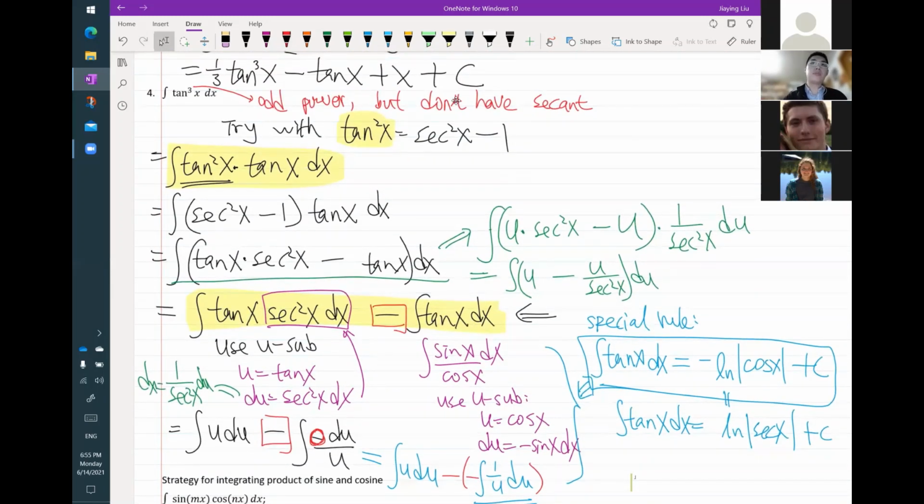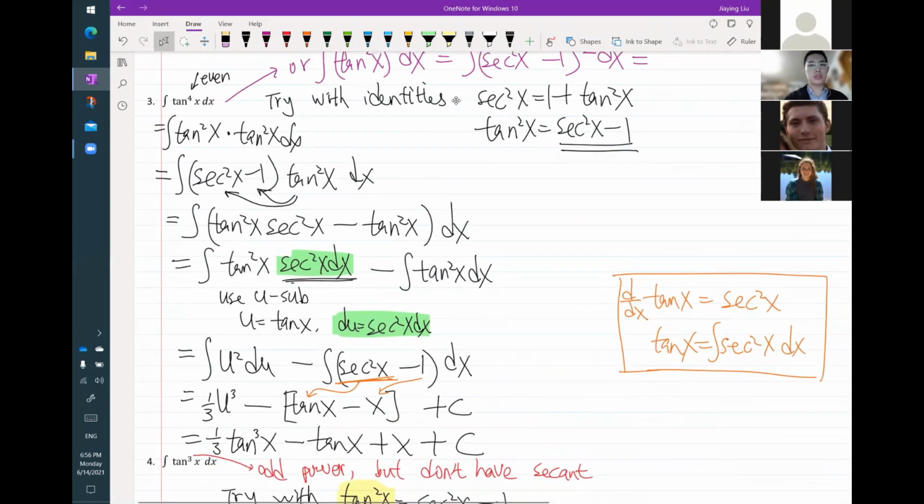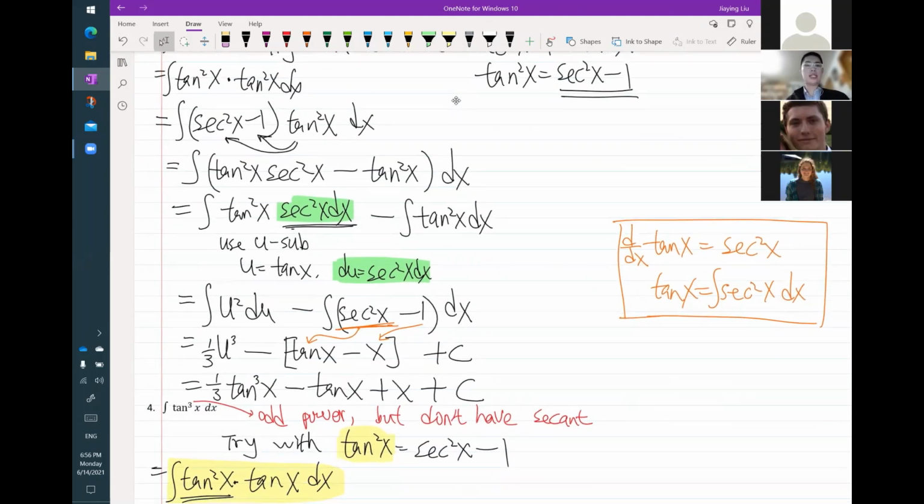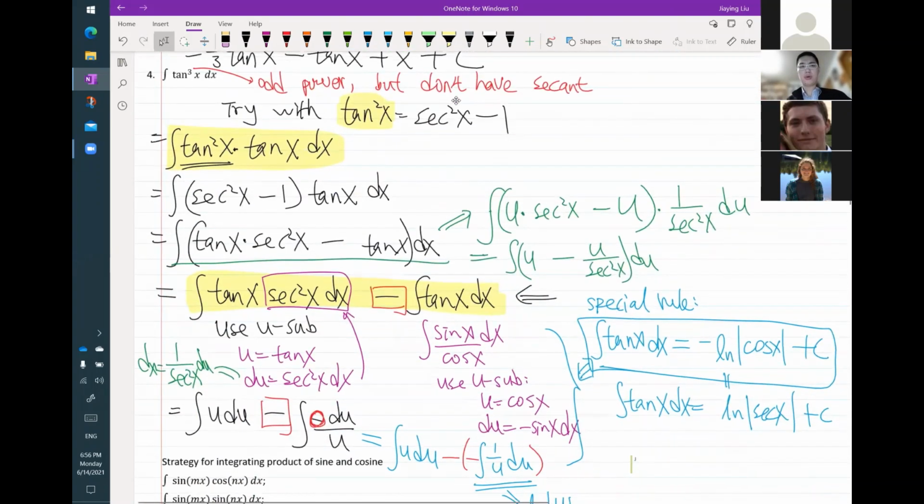I just want you to see from examples 3 and 4 that even though you cannot use the tricks directly, you can always try to rewrite the given expression in terms of sine, secant squared or tangent squared, and then replace them with the Pythagorean identity and go from there. At least try that trick, and it will be okay. Any other questions on those examples?